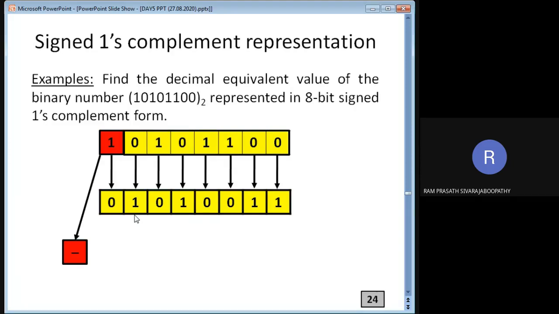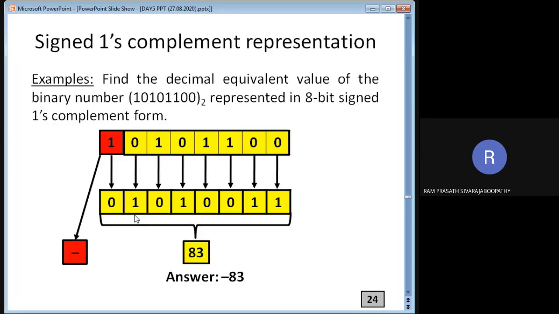See, if it is a negative number, we have to perform ones complement to find its equivalent positive value. Then we will put the sign as minus. Can you tell me what is the decimal equivalent for this complemented value? 83. So minus 83 is the answer.